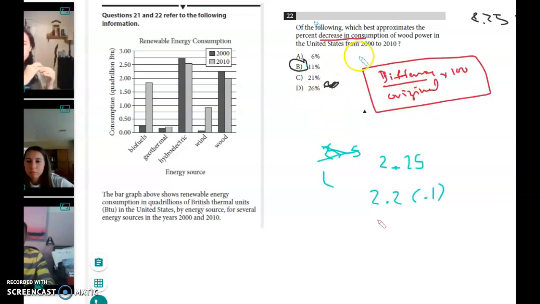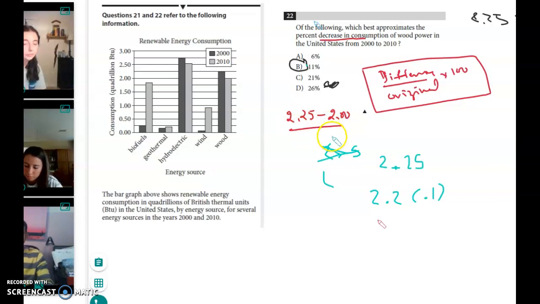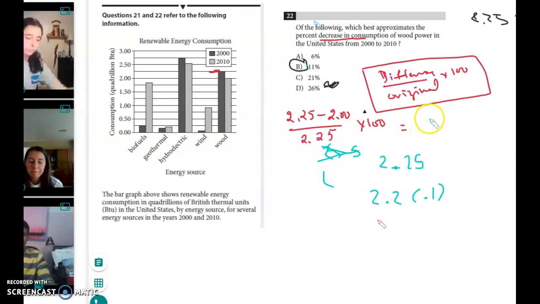So if you look at it, 2010, what do you have? 2.25, and the other one is 2. So it's going to be 2.25 minus 2 over the original. Original means at the beginning, so the beginning is this one, 2.25. And then since it is a percent, you have to multiply by 100. So if I do that, what you get is 0.25 over 2.25 times 100.